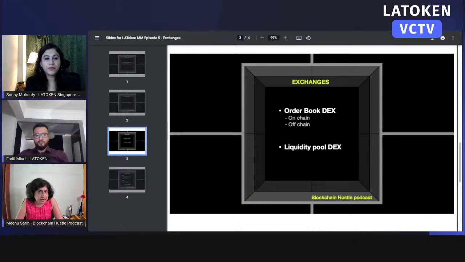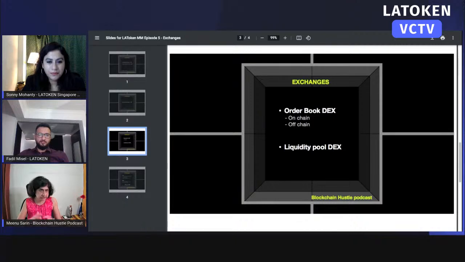The second category of DEX, the decentralized exchange, is the liquidity pool DEX. If you recollect, a liquidity pool is funds collected together, with an equal value pair. Basically, a liquidity pool is a smart contract, and users interact with the smart contract by calling functions on it.